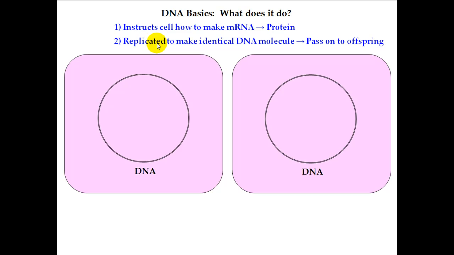And so it can be replicated to make an identical DNA molecule. The reason why it makes a copy of its DNA is so that the copy can be passed on to its offspring. So remember to keep these terms separate from one another.